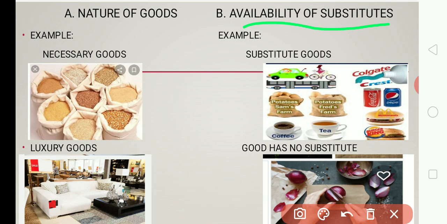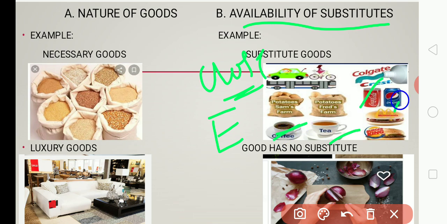Availability of substitutes. Demand tends to become elastic if there is availability of close substitutes. If there is a close substitute, the elasticity of demand will be elastic. For example, we can find tea and coffee. These are substitute goods. Suppose if the tea prices are higher, we can go for coffee.